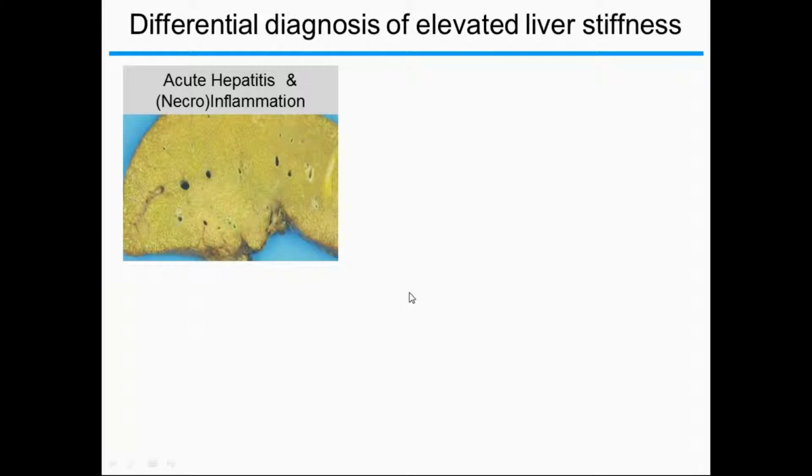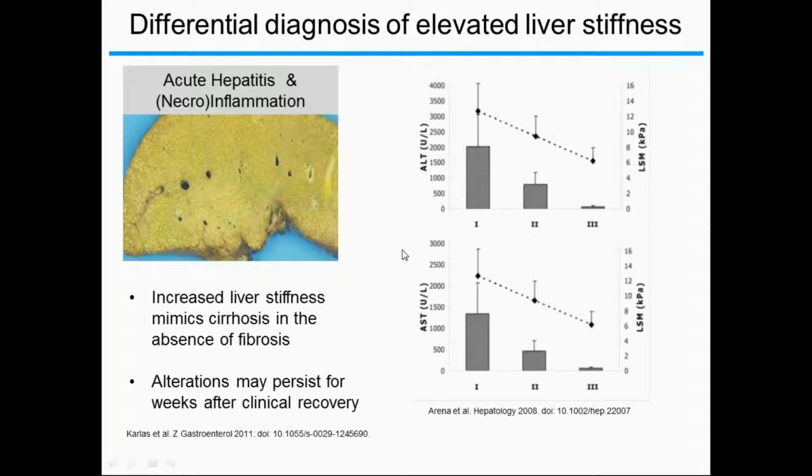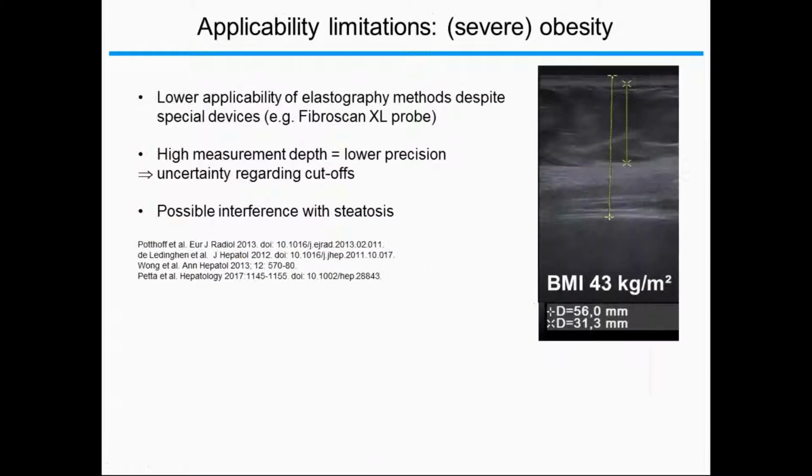And again, in acute hepatitis or necroinflammation of the liver, such as acute liver failure, results should be interpreted very carefully, because there's a direct relation of ALT and AST values with increased liver stiffness, even in the absence of fibrosis. So acute liver failure might mimic cirrhosis, although it is not present. And what is also important to know is that the alterations of liver stiffness may persist for weeks even after the clinical recovery of the patient.